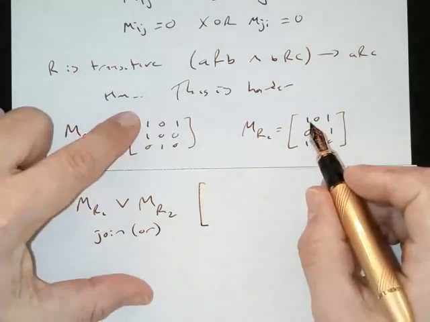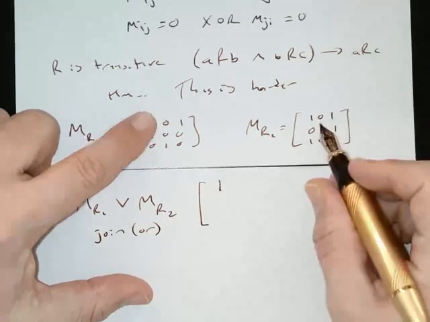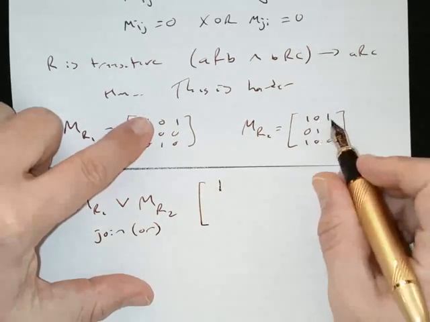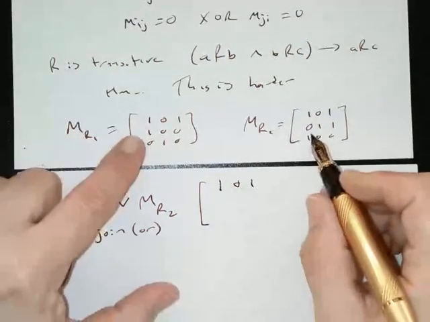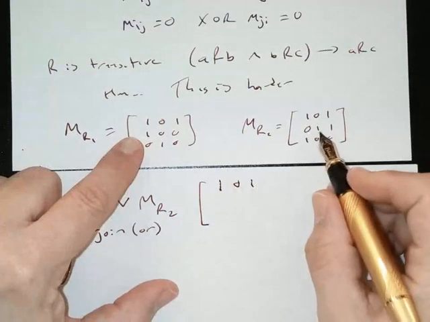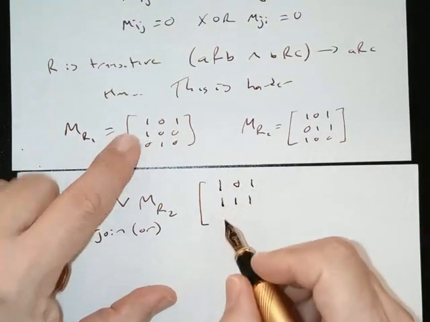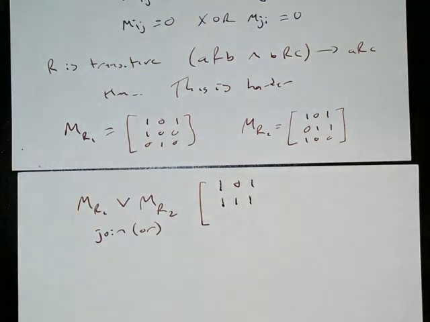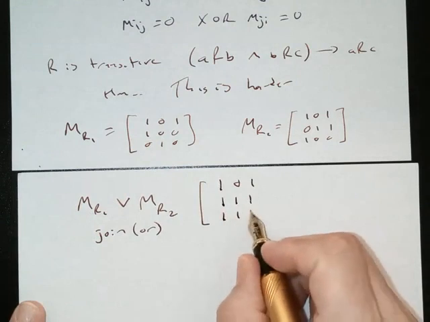What goes in the first row, first entry? First row, second entry: 0. Third entry. Second row: 1, 1, 1. Aha, all ones in that one. How about the bottom row? 1, 1, 0.